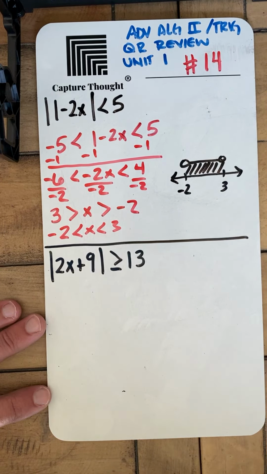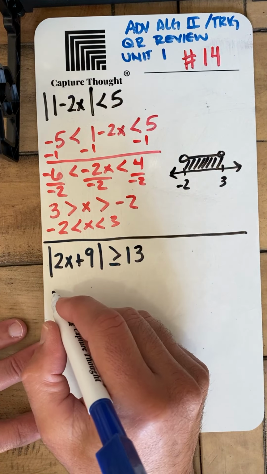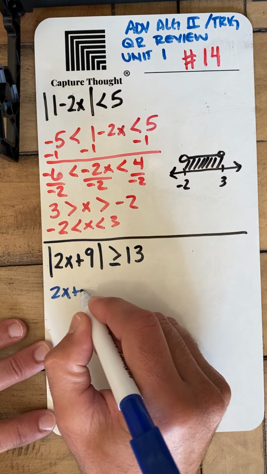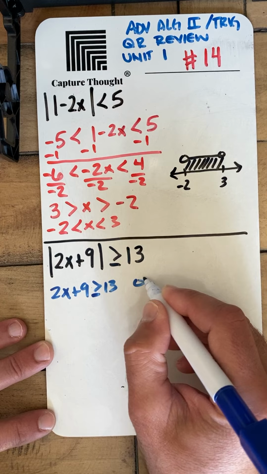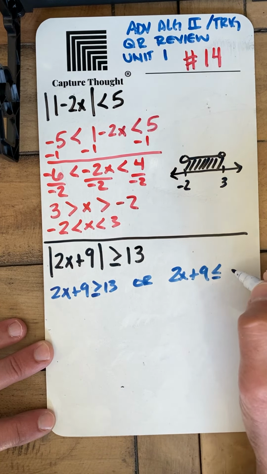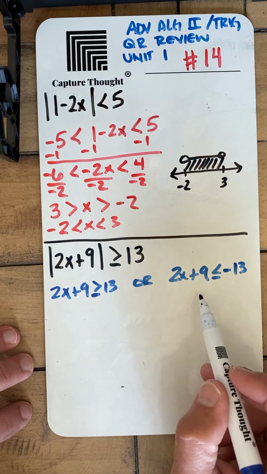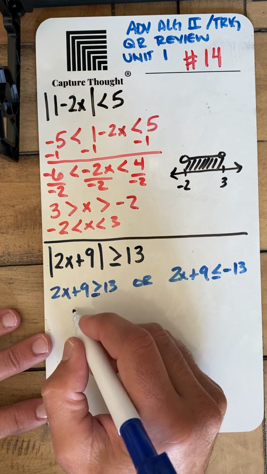Okay? The second one down here, since this is a greater than 13, the setup is 2x plus 9 is greater than or equal to 13, or 2x plus 9 is less than or equal to -13. So that's the correct setup. The number one mistake that students make is they mix up the setups. All right, now I just solve individually.